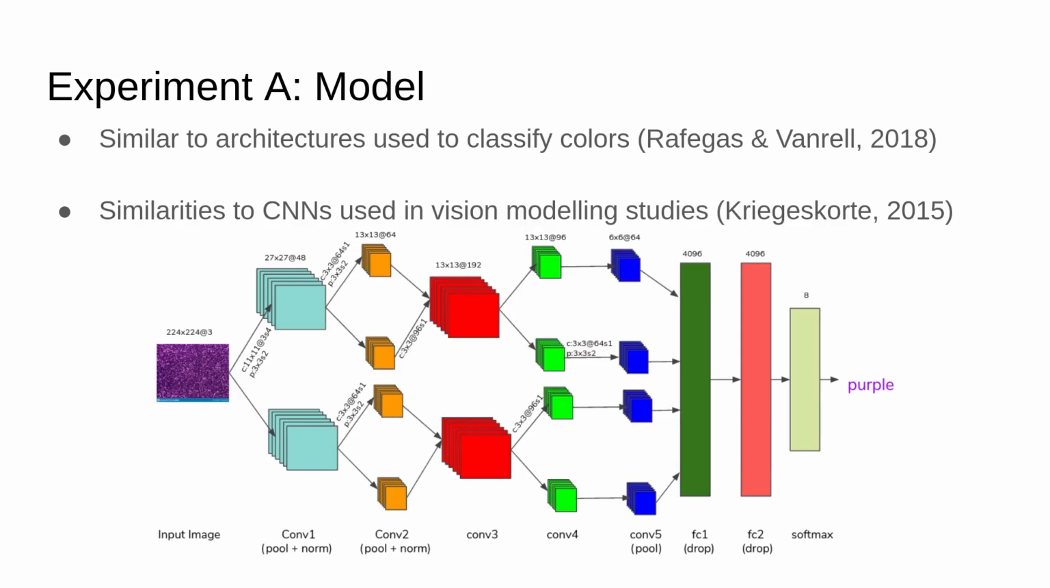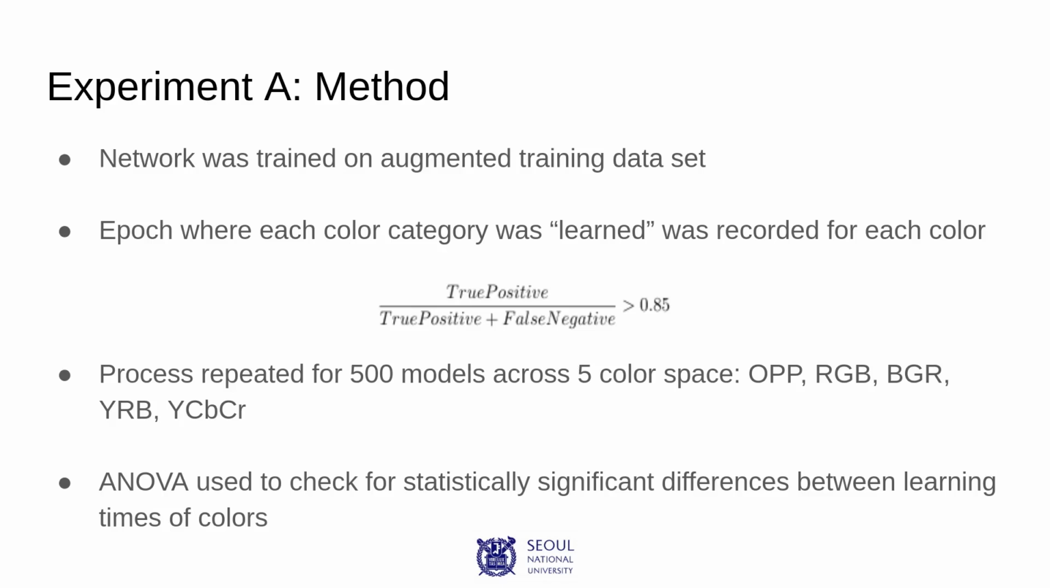The model that we use in this experiment has been shown to learn colors effectively in the past. What's important to note here is that this CNN model has 5 convolutional layers, which has been used in the past for other studies which investigate similarities between CNNs and biological vision. So for the methodology, we trained the CNN to classify colors into one of the 8 color categories that we outlined before.